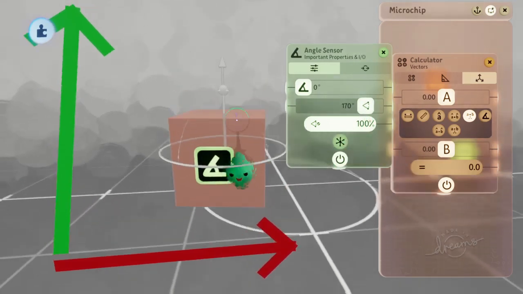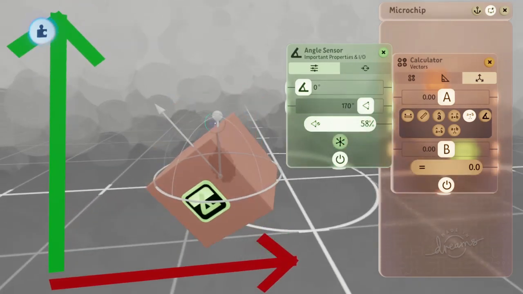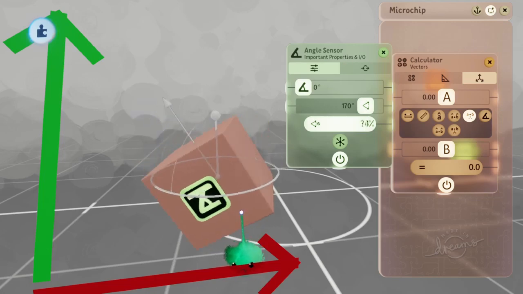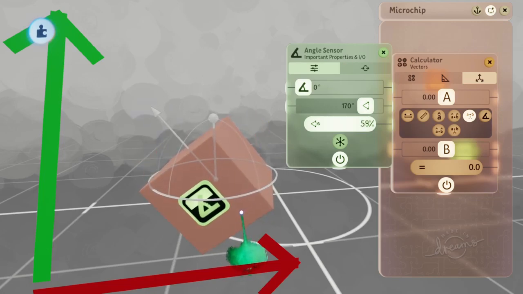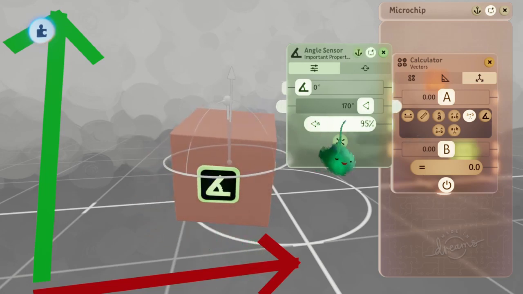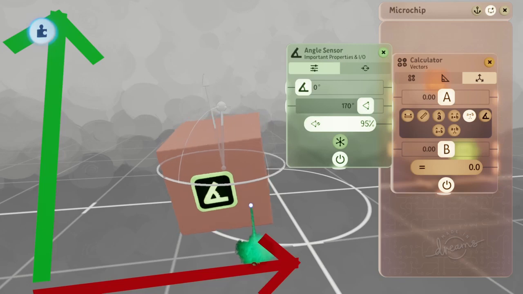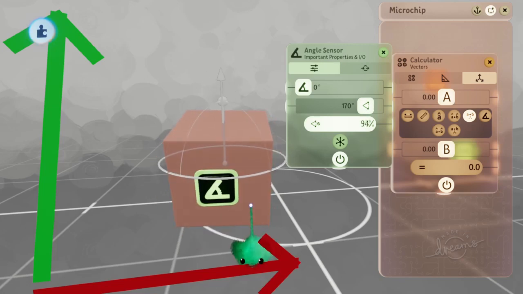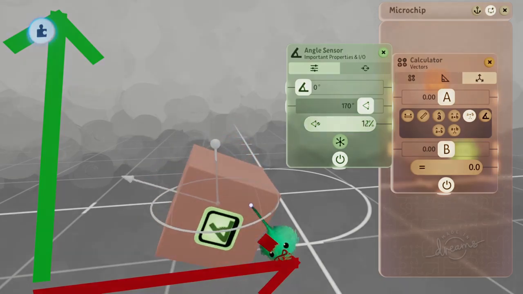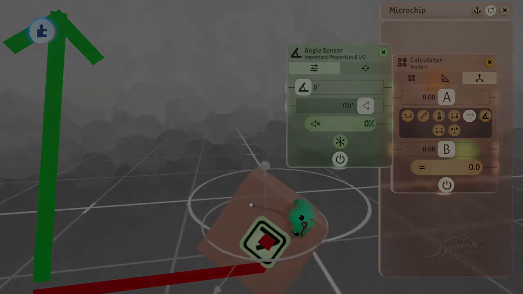So if you did that kind of thing, the one vector would be this reference vector, this one pointing up, and then the green one would be this one representing the up arrow of the box. And then if you look up here, it's giving you basically the dot product. So like 100%, and then it goes down, so it gets to 0%. And then down here it would go to negative.